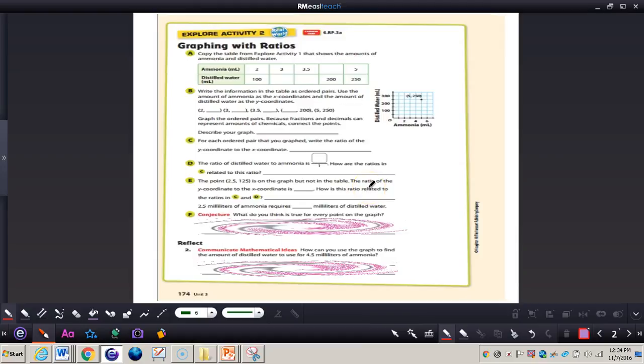So now we're going to be taking a look at graphing ratios, and we're going to use the problem on page 173 for the information on 174. It says, complete the table from the Explore Activity 1 that shows the amount of ammonia in distilled water. So we know the ratio is 50 to 1. So we can just complete this table, and I want you to do this with me.